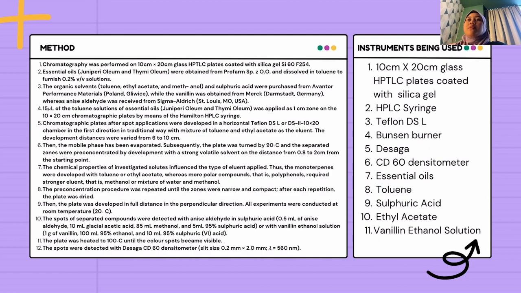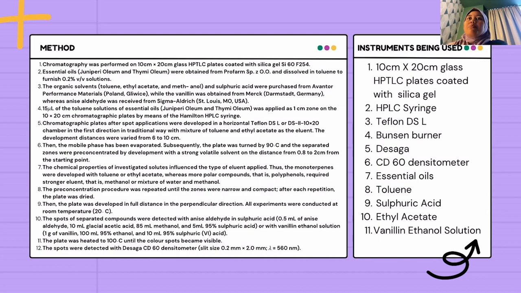Then the mobile phase was evaporated. Then subsequently the plate was turned by 90 degrees and the separated zones were preconcentrated by development with a strong volatile solvent on a distance from 0.8 to 2 cm from the starting point. The chemical properties of the investigated solutes influence the type of eluent applied. Then the monoterpenes were developed with toluene or ethyl acetate, whereas more polar compounds require a stronger eluent, that is methanol or a mixture of water and methanol.